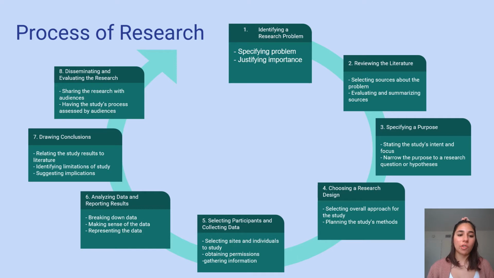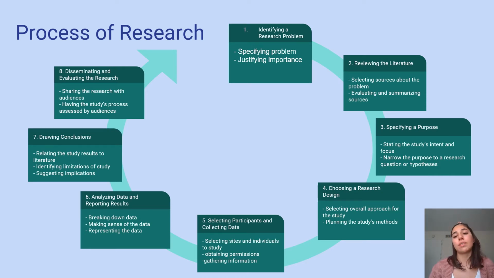So I want to start off with the process of research. And there are 8 steps. And so I'm just going to go through each one because that is how I'm also going to go through my research topic. So the first one is identifying a research problem. And that just looks like specifying the problem and justifying its importance. The second step is reviewing the literature. So you are selecting sources about the problem and you are evaluating and summarizing sources.